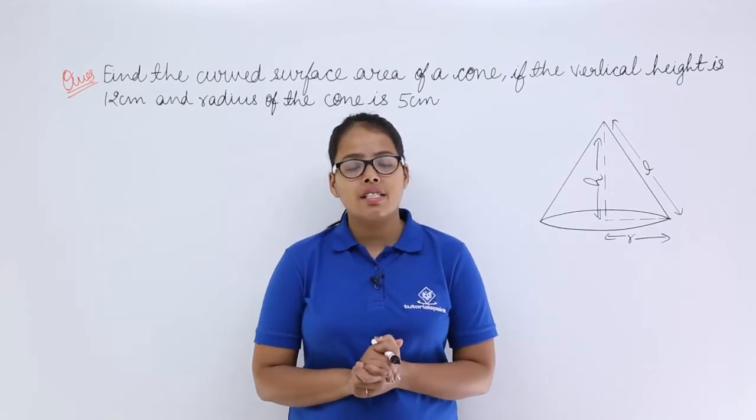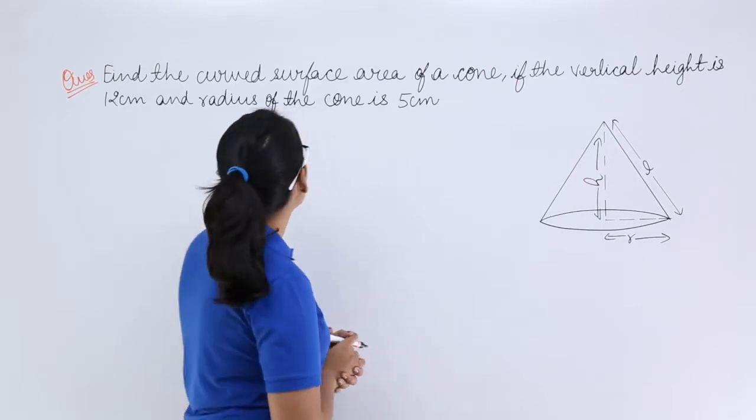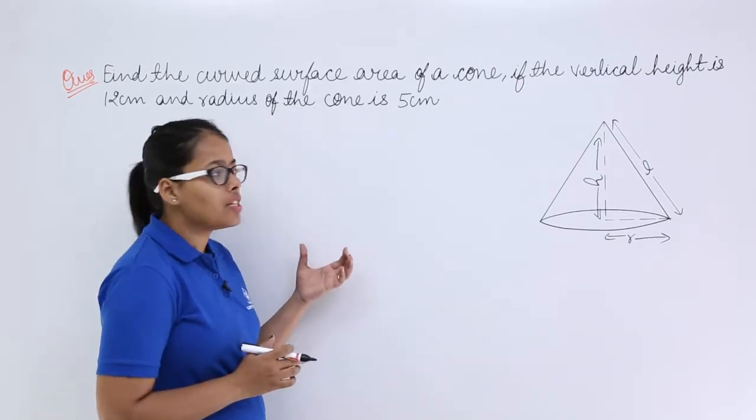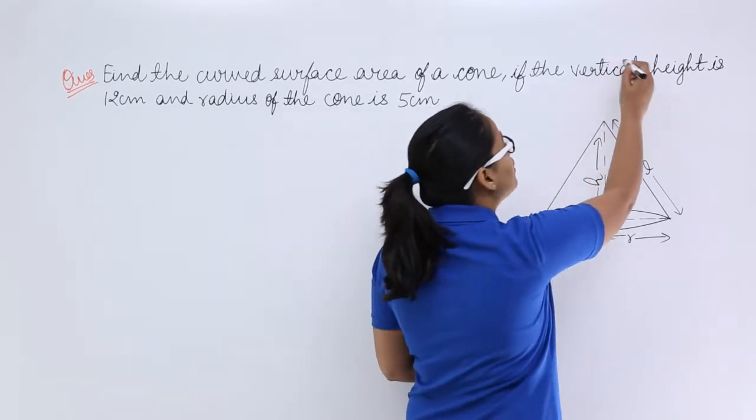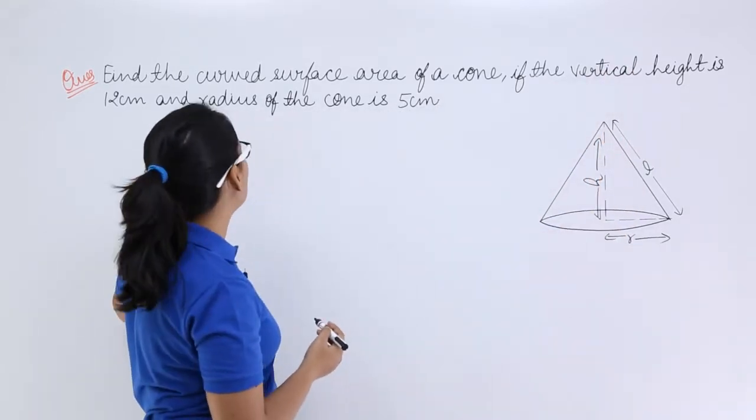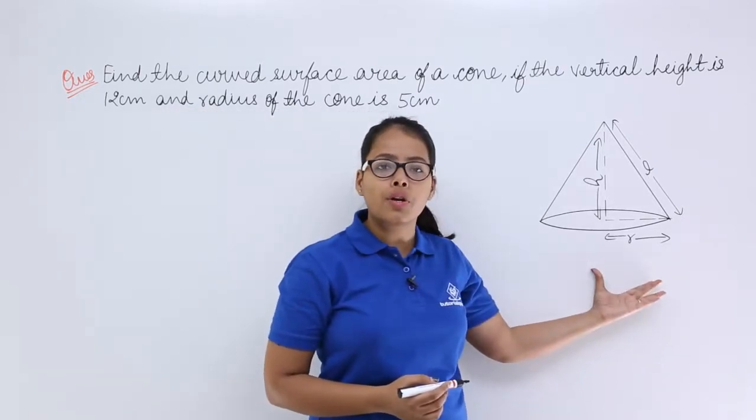Hello guys, let's discuss this problem on surface area of a cone. This problem says find the curved surface area of a cone if the vertical height is 12 centimeter and the radius of the cone is 5 centimeter. This is the cone here.